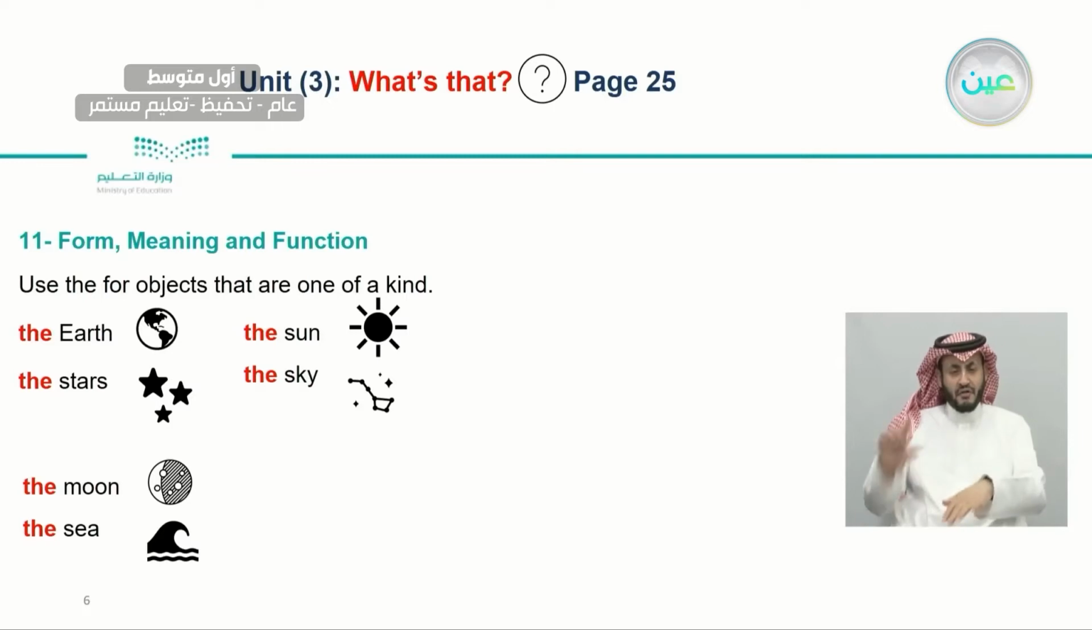Okay, and they're very, very well known. They're one of a kind and they are very, very well known. So that's why before the earth, we use the definite article the earth, because it's already known, right? The stars, the sun, the sky, the moon, the sea. Okay, take a moment and try to remember all of those objects. Remember, they are one of a kind. That's why we use the definite article the before them.